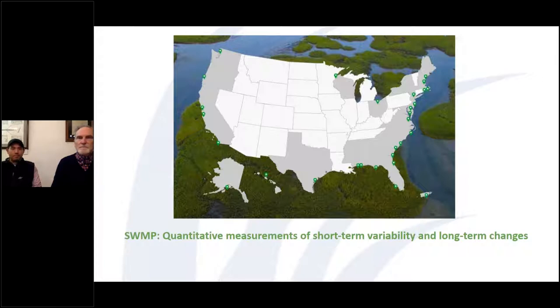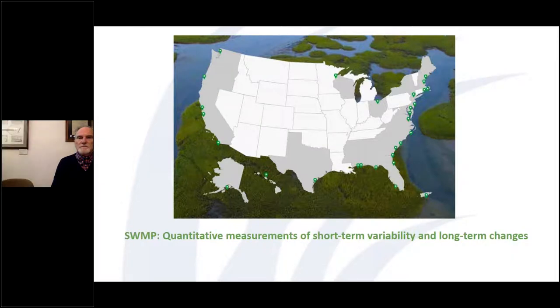So to do this, the reserves collect a suite of water quality, meteorological, nutrient, and pigment parameters. SWMP data are collected at sites using standardized protocols and equipment at multiple fixed locations in every reserve you see on the map.